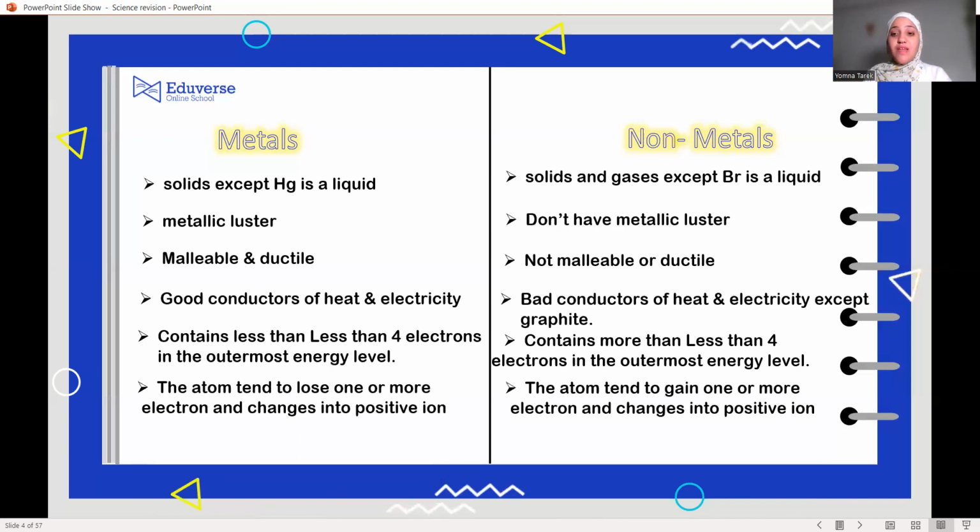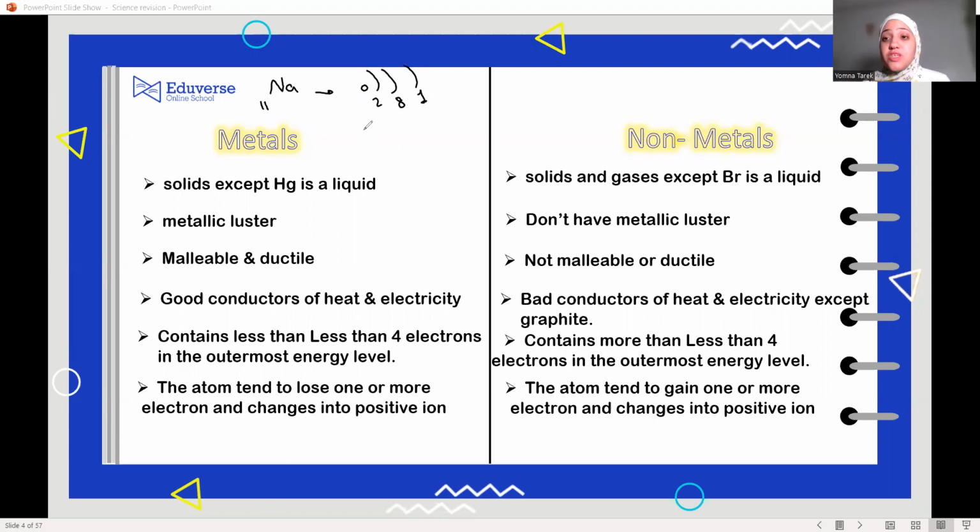Okay, in metals, the atoms tend to lose the electrons in the outermost energy level, one or more electrons. What is the meaning of this? Let's do it together. For example, if I have here Na 11, let's make the electronic distribution. It's 2, 8, 1.